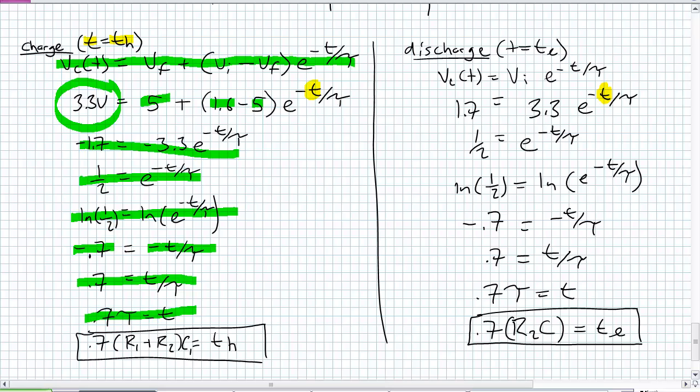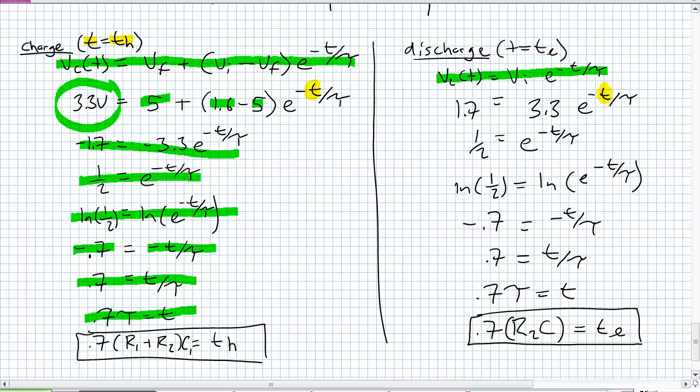Discharge is the exact same thing. We're going to use the general formula for our discharge. What's the general formula for our discharge? Slightly different than the charge. It's the initial voltage times e to the negative t divided by tau. What's tau in this particular case? Well, it's R2 C. What's the t that we're solving for? It's time low, because as it's discharging, t is equal to t low.